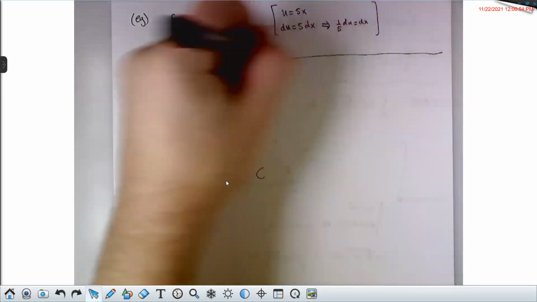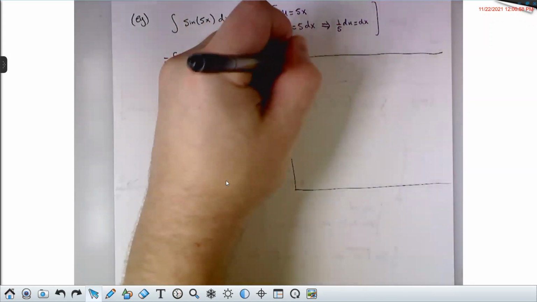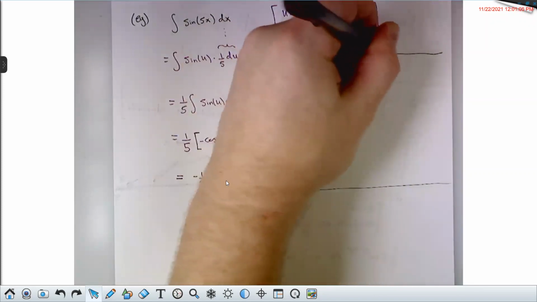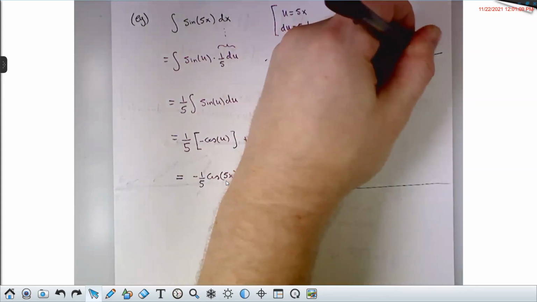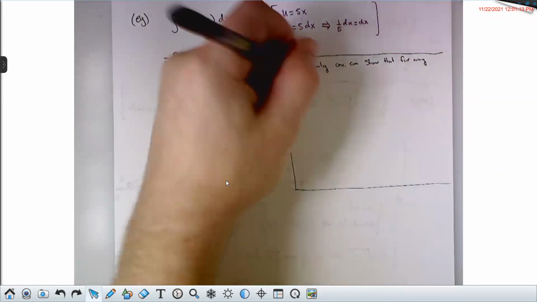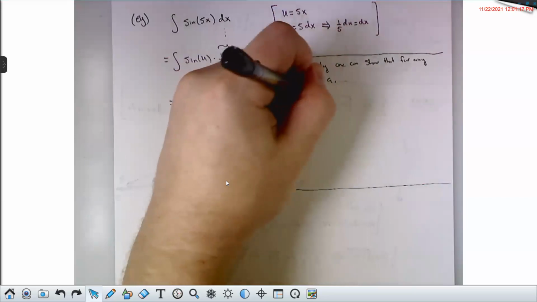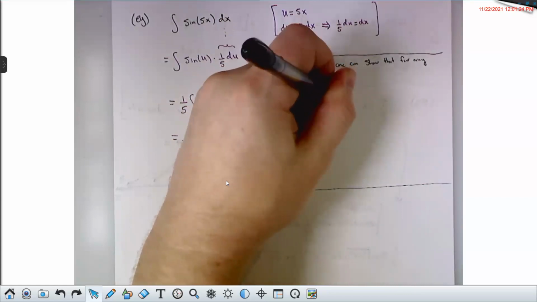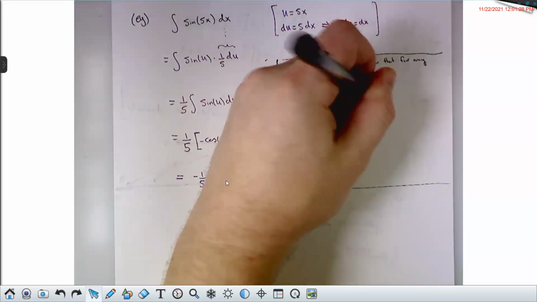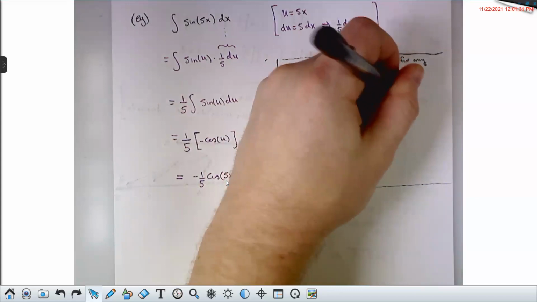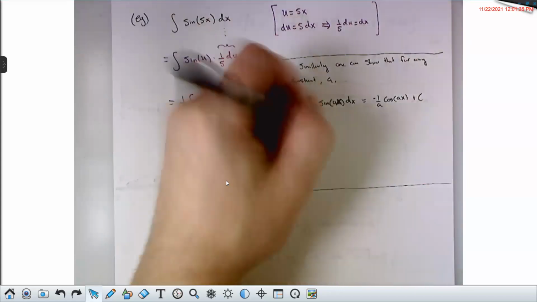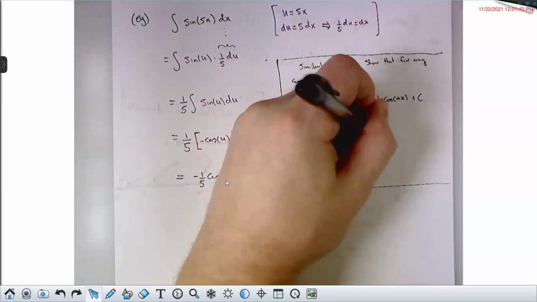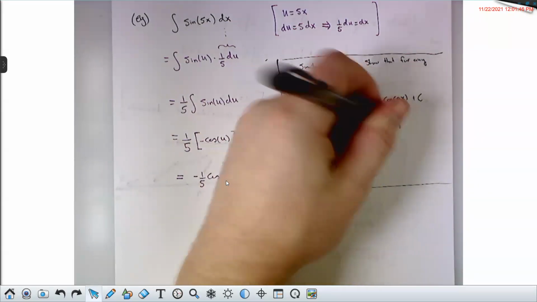Okay, a little comment. Similarly, one can show that for any constant a, the integral of the sine of ax dx is going to be negative 1 over a times cos ax plus c, and the integral of the cosine of ax dx would be positive 1 over a times the sine of ax plus c.